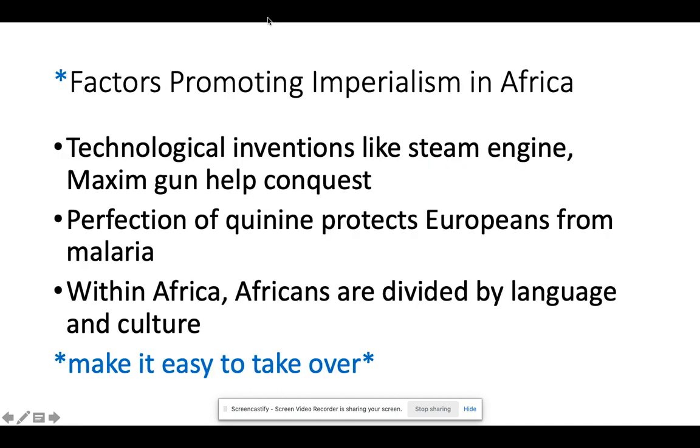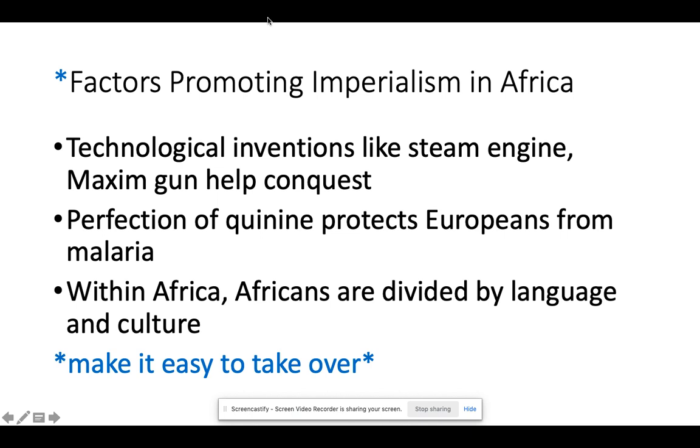So factors promoting imperialism in Africa, and I would definitely star this section. As you see that I have a star, a blue star, and I also add additional information. So when you are filling in the blanks, you want to fill in everything that's red and bold, and the stuff that I have in blue, you want to add in addition to what's on your guided notes.